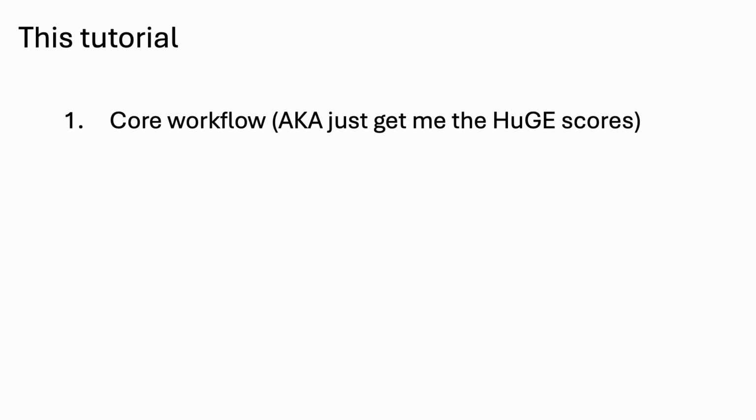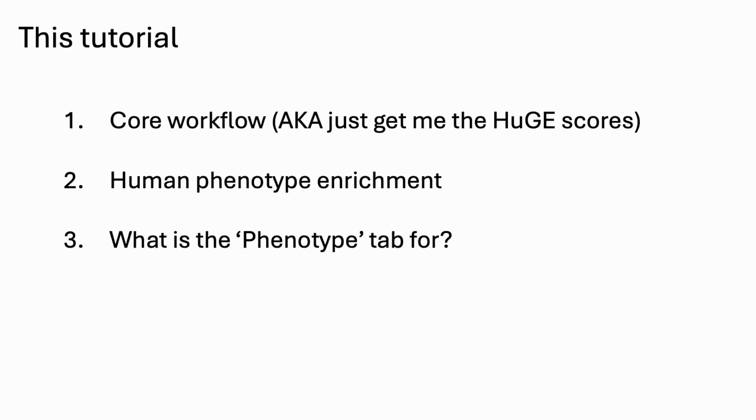So we'll start with the workflow of retrieving human genetic evidence scores. We'll use an example from a recently published paper to do that, and hopefully that's similar to a situation you would encounter with your data. Next, we'll use human phenotype enrichment to see whether this gene set is enriched for any human phenotypes, and we'll have a look at how you can interpret the results of that analysis. And then finally, we'll look at what the phenotype tab is for. This tab is actually really useful for understanding how human phenotypes relate to each other.